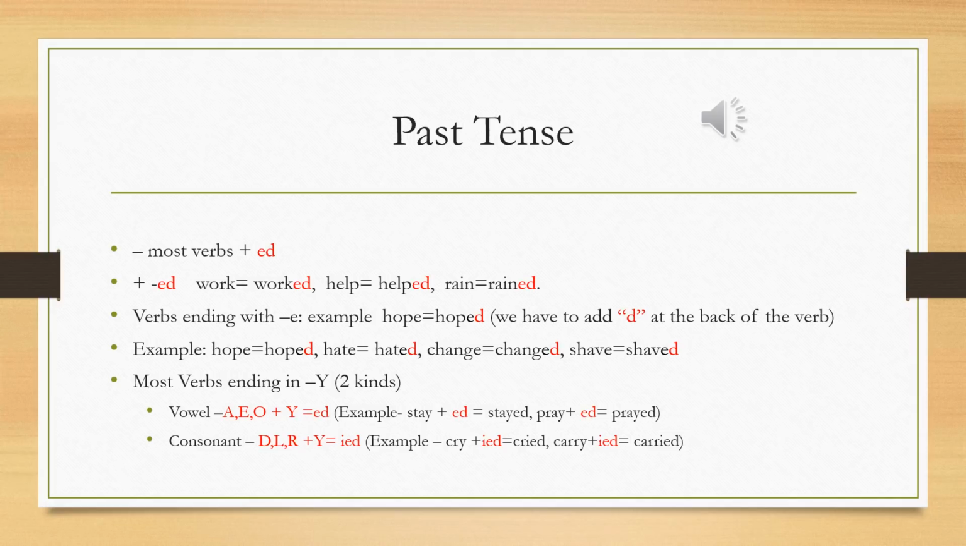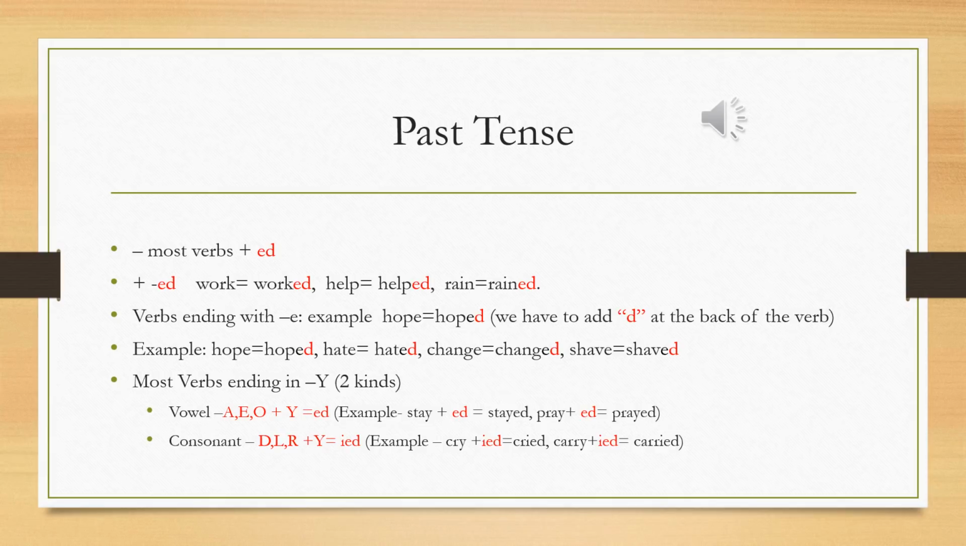Another example. Pray. P-R-A-Y. You have one vowel after the R, A, followed by Y. Then you add what? You add ED. The same rule applies here. Pray plus ED. Pray became prayed. P-R-A-Y-E-D. Prayed. Okay? How about consonant?